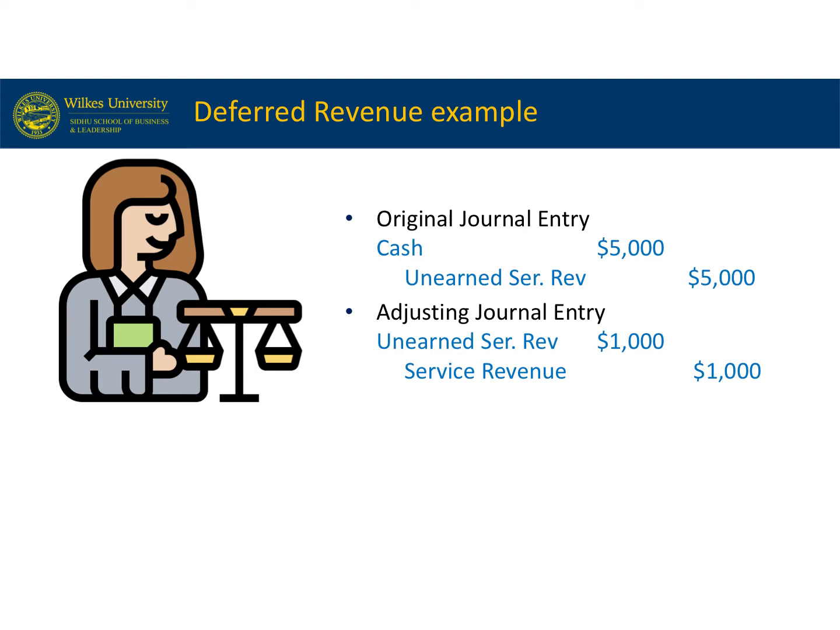The amount of the original entry doesn't really matter. The point is, it helps to consider the original entry. If you know what was done, you know what to adjust. So imagine at the end of the month you determine that you have completed $1,000 worth of services. The adjusting entry decreases the liability owed to the client and increases the revenue earned. So the debit is to unearned service revenue and the credit is to service revenue.